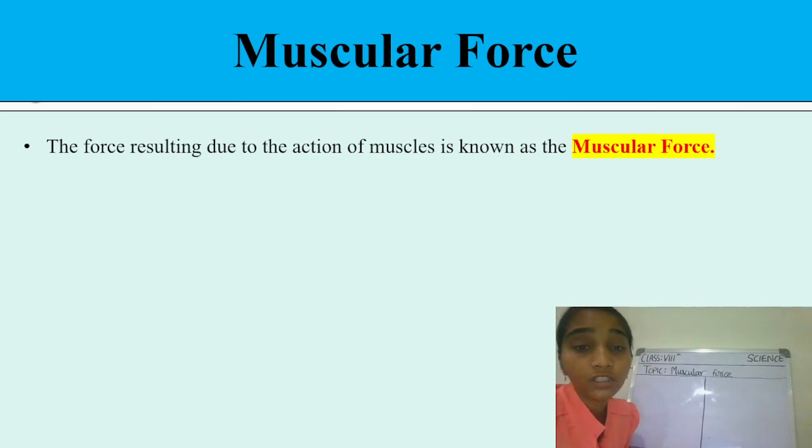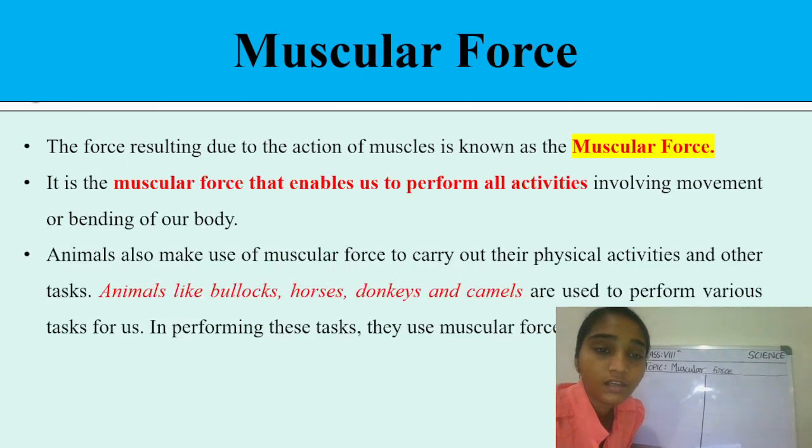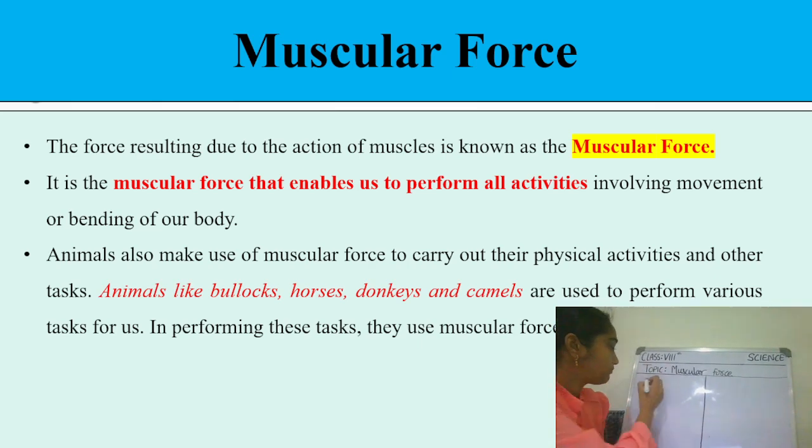Here you can say that if a man has very strong muscles, the force he applies which results due to those muscles is called the muscular force. And students, it is the muscular force which enables us to perform all activities like the movement or bending of our body, because we have to perform very difficult tasks also, right? So it is muscular forces only that allow us to perform all those activities if we are strong. So we are involving the movement. Very good, students. So now we can say how the muscles are involved in performing all the activities, right?